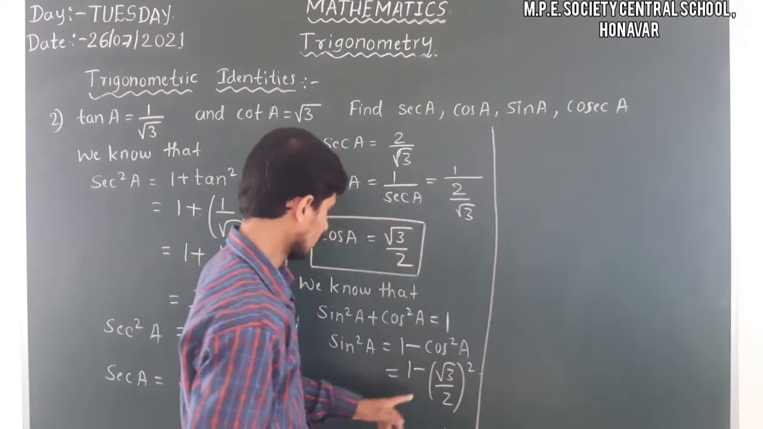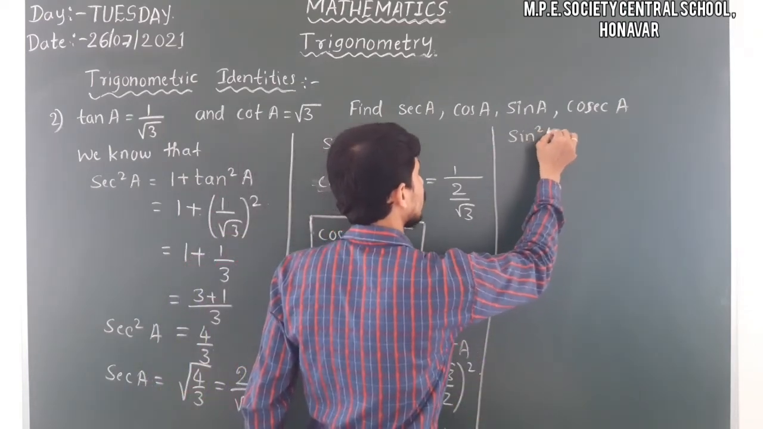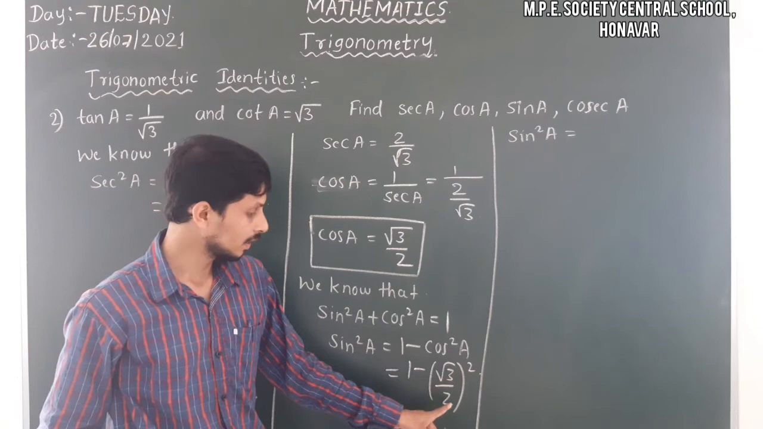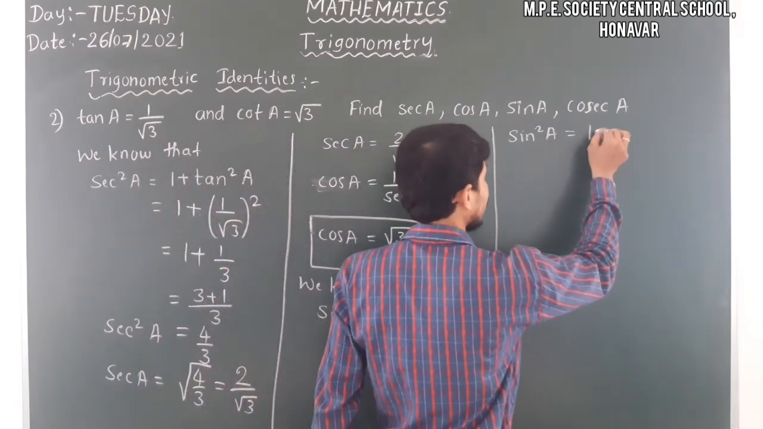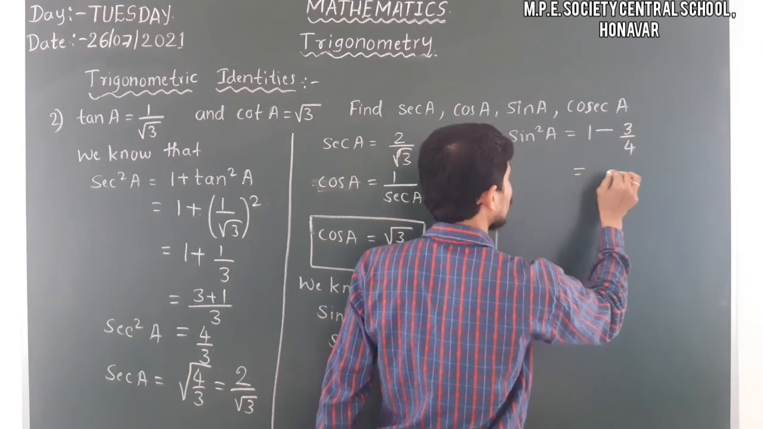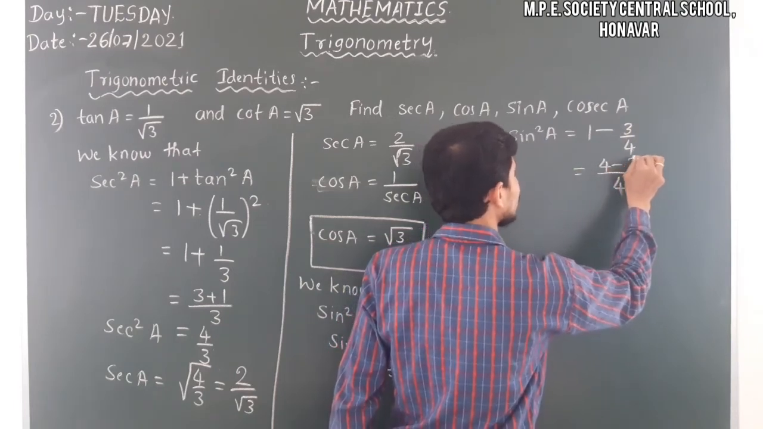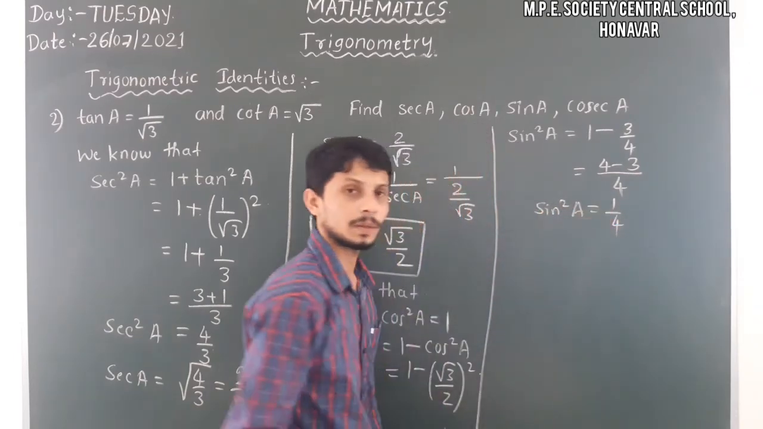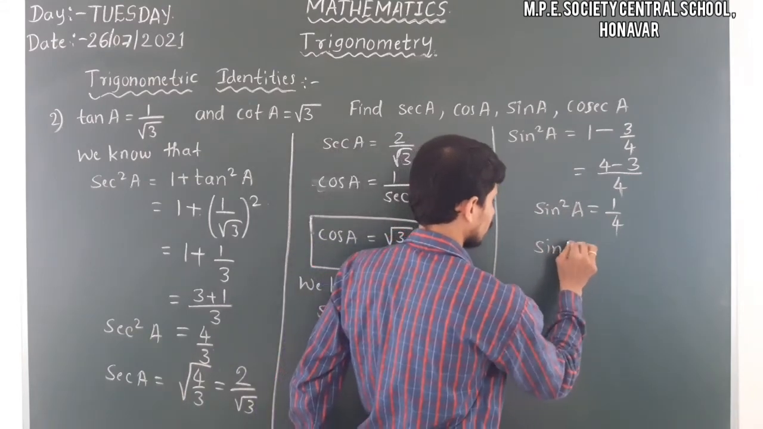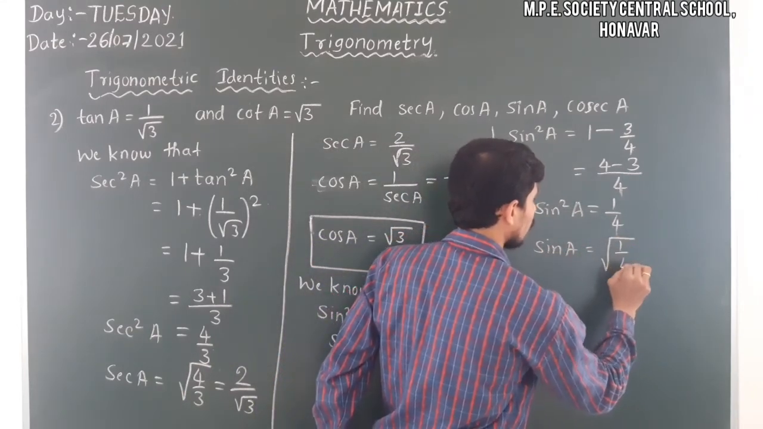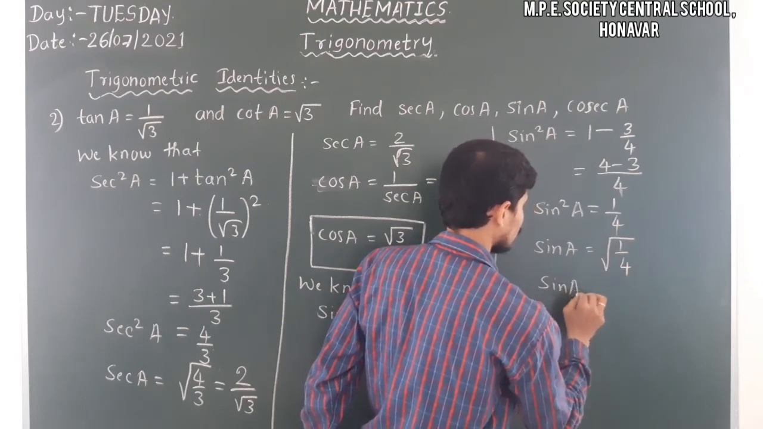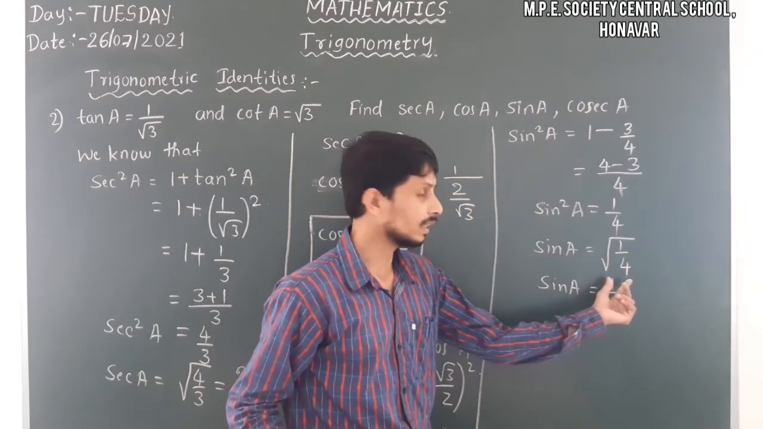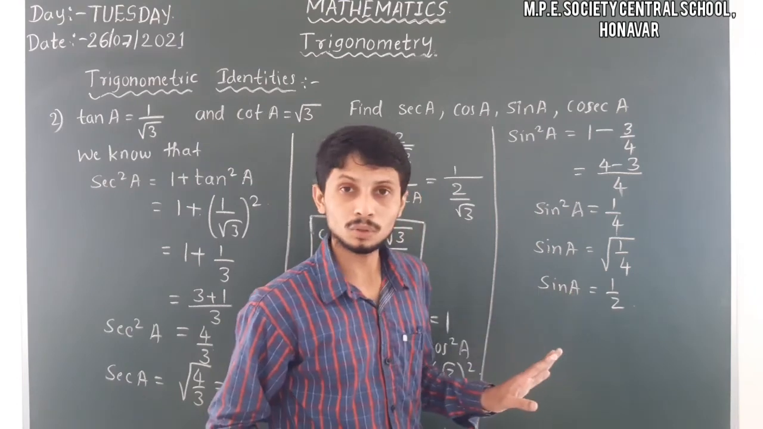So sin square a is equal to 1 minus, root 3 square is 3 and 2 square is 4, so 1 minus 3 by 4. Take the LCM: 4 minus 3 is equal to 1 by 4. That is, sin square a is equal to 1 by 4. Then sin a is equal to the square root of 1 by 4. While taking the square root we get 1 by 2. Sin a is equal to 1 by 2.